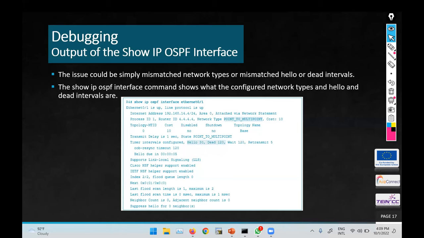And show IP OSPF interface, we already checked whether it's related to the interval. As I said here, it's point to multipoint. When you're point to multipoint, the hello dead interval is different. And on the other side, if it is point to point or not, then it's 10 and 40, right? So the neighborship will form with your R1.